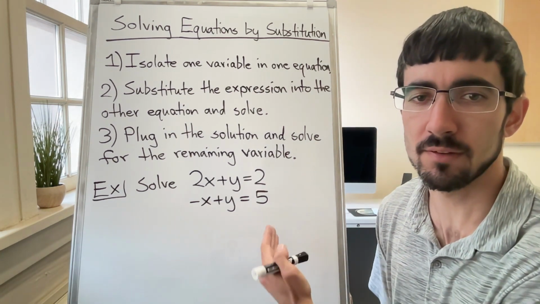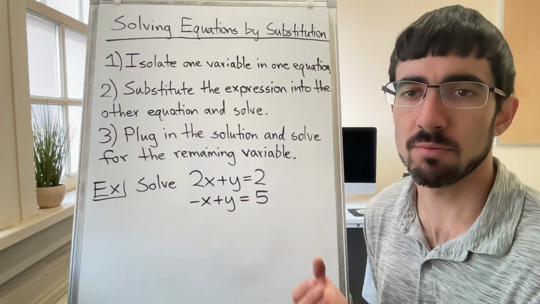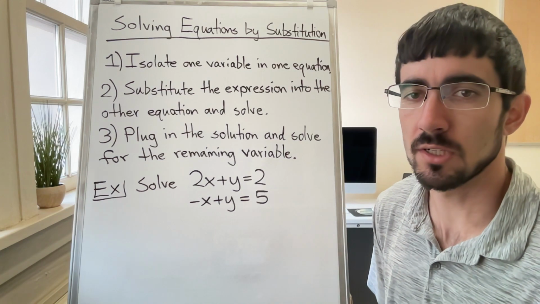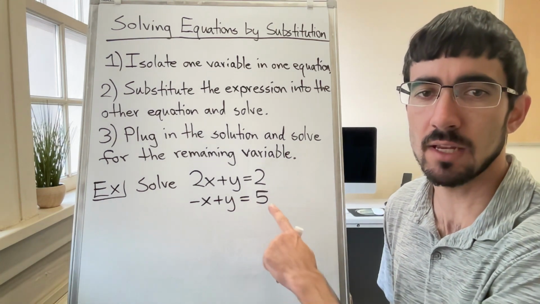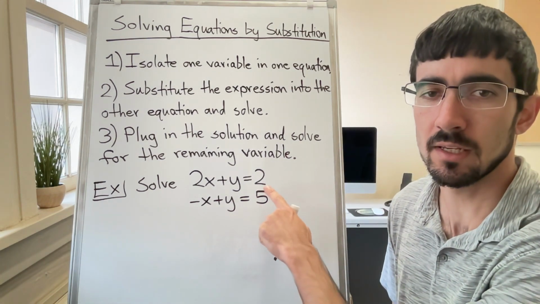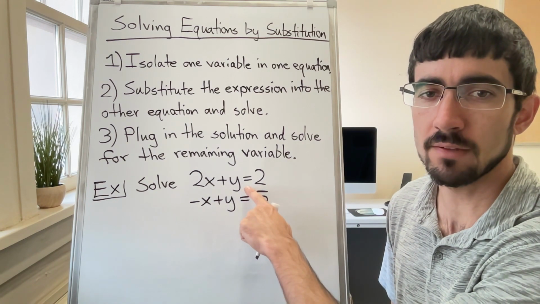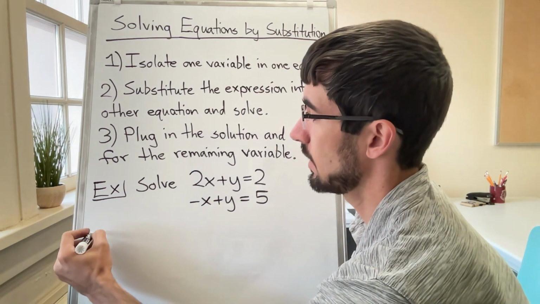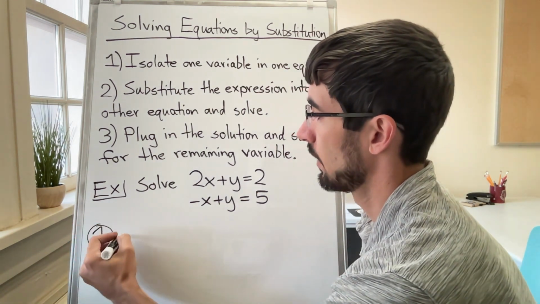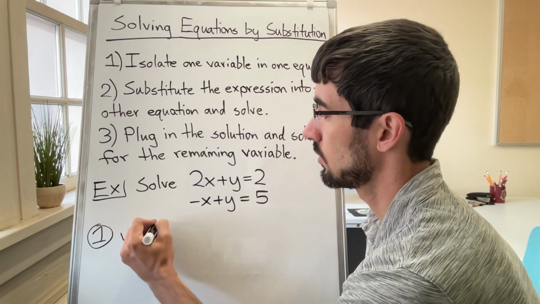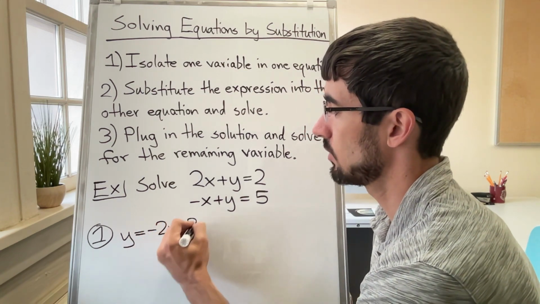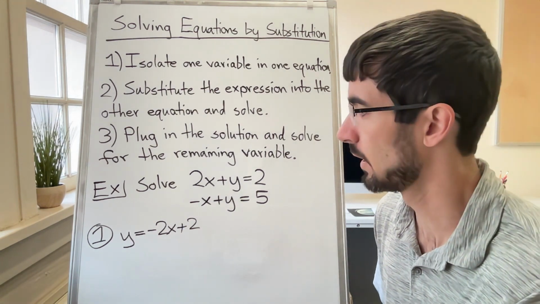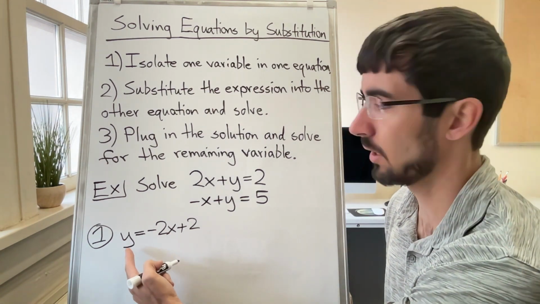I want to solve this system of equations, and I have a choice with where to start here. I want to isolate one variable in one equation, so I can choose either of these and either variable to try to isolate. It looks easy to try to isolate the y term right here in the first equation. So I'll start with that. Step one, isolating that variable. I'll rearrange the equation to read y equals negative 2x plus 2. I just subtracted 2x from both sides here. That's step one. I isolated one variable.